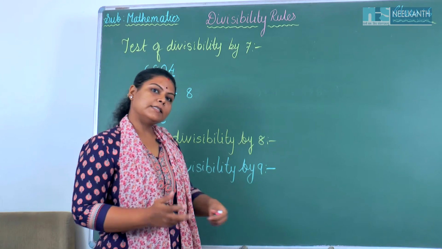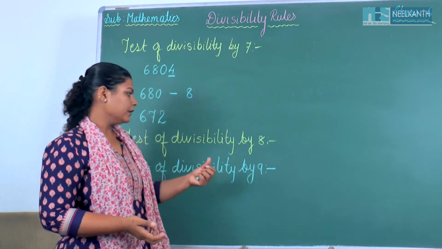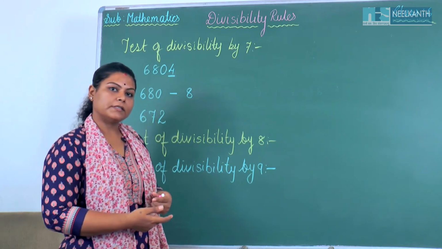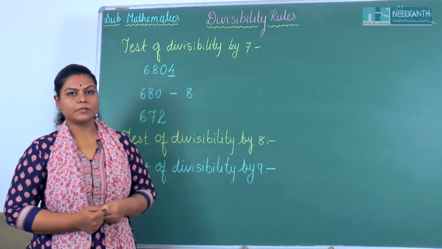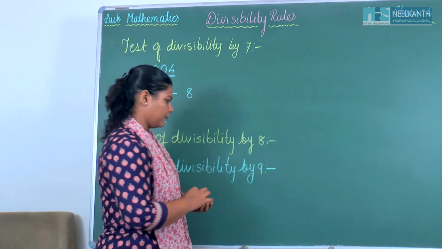Divisibility rule of 9 is the same as 3. If the sum of the given number's digits is divisible by 9, then the whole number is also divisible by 9. Let's take one example.